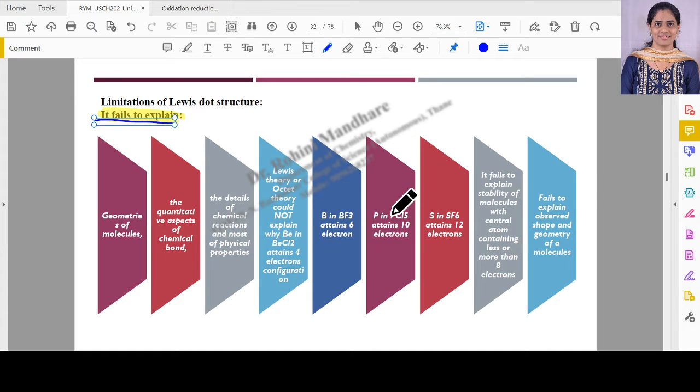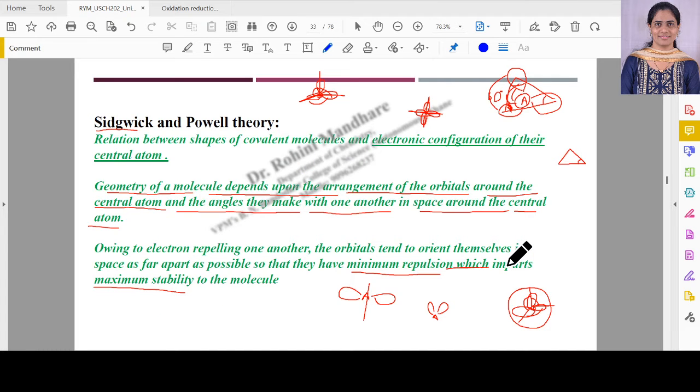Even PCl5, in this molecule 10 electrons are there in the outermost shell. Still, this molecule is very stable. SF6 has 12 electrons. It has 4 electrons more than the octet. Still, this molecule is highly stable. So Lewis's electron dot structure fails to explain such types of molecules which contain either more than or less than 8 electrons in their outermost shell. Even the geometry is not explained by electron dot structure.